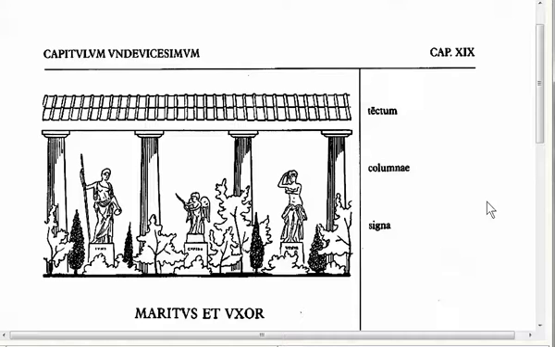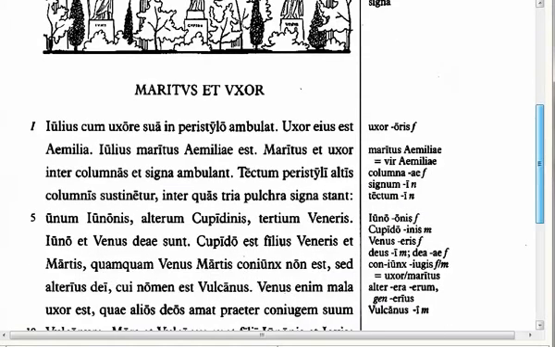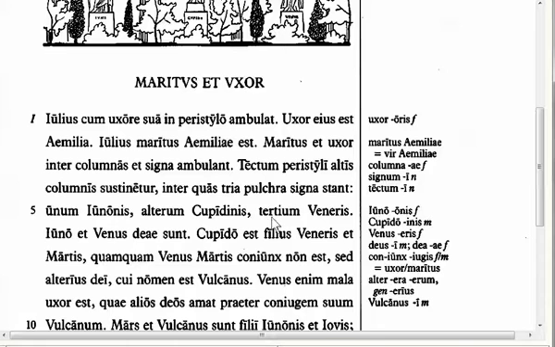Let's start in line 3 here. Tectum peristyli altis columnis sustinetur, inter quas tria pulchra signa stant, unum Iunonis, alterum Cupidinis, tertium Veneris. So we have that the roof of the peristyle is held up by tall columns, among which there are three beautiful statues. One of Juno, another of Cupid, a third of Venus.